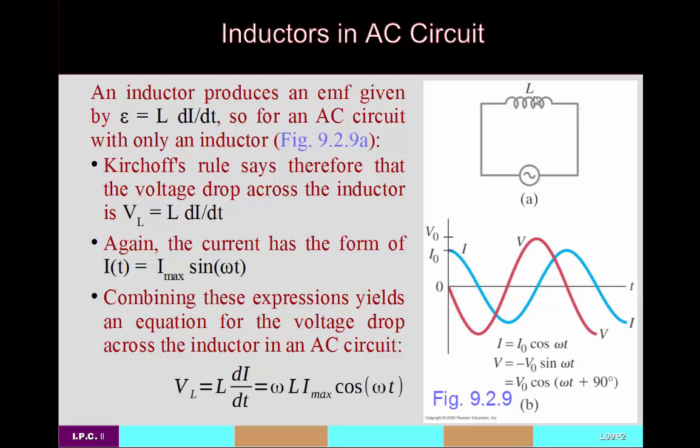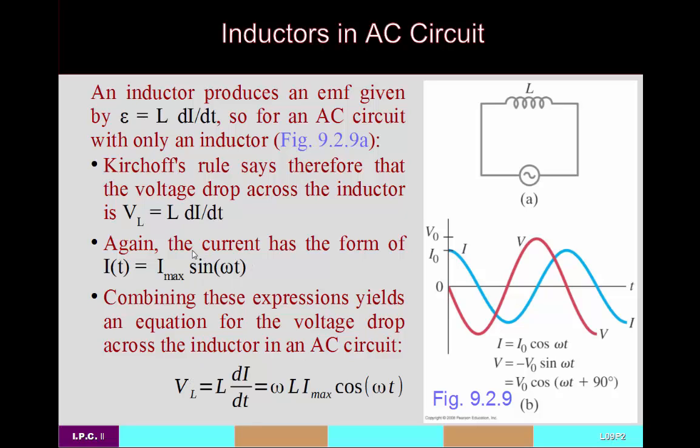Kirchhoff's rule says that if you have a circuit that looks something like this, where you just have an AC source and an inductor, then you have one whole closed loop here, and that means that the voltage drop here and the voltage drop here must have equal magnitude. In any case, you get a voltage drop through the inductor. VL is L di dt. And since the current itself from the AC signal has a form of I max times sine of omega t, we can combine these two expressions to get the voltage drop as a function of time for the inductor.